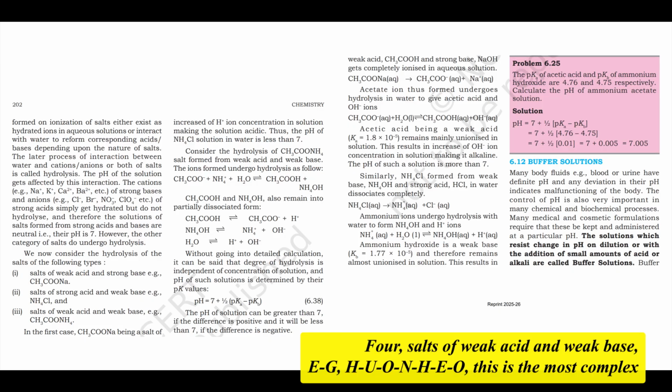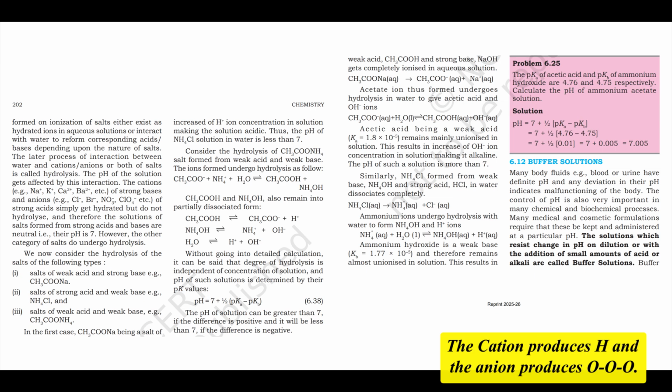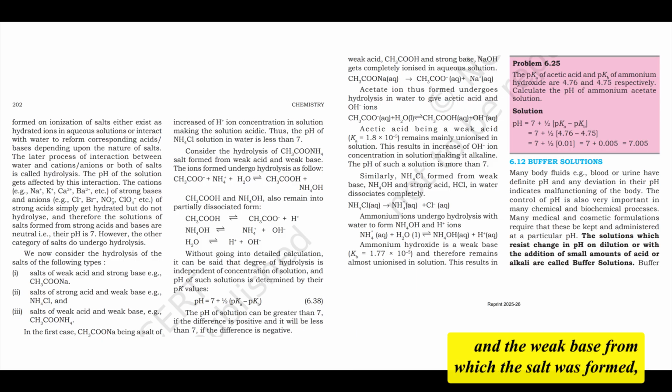4. Salts of weak acid and weak base, e.g., CH3COONH4. This is the most complex case. Both the cation, e.g. NH4+, and the anion, CH3COO-, hydrolyze. The cation produces H+ and the anion produces OH-. The overall pH of the solution depends on the relative strength of the weak acid and the weak base from which the salt was formed, specifically on their Ka and Kb values, or pKa and pKb.